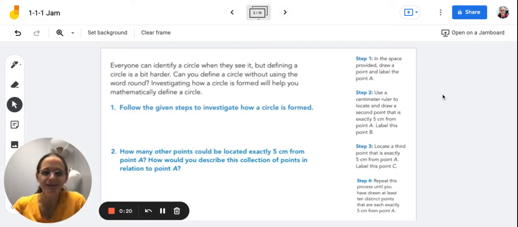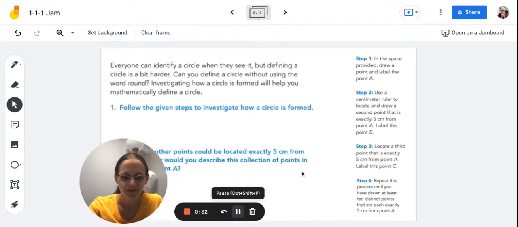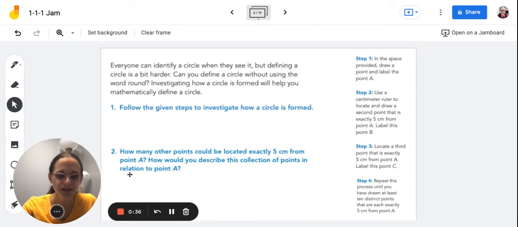So everyone can identify a circle when they see it. When you look at a circle, you know it. You can say, hey, that's a circle. But defining it is harder. Could you actually define a circle without using the word round? It's not easy to do. So, our next activity is a little investigation that's going to help us better understand what it means for a shape to be a circle, to mathematically define the term circle.